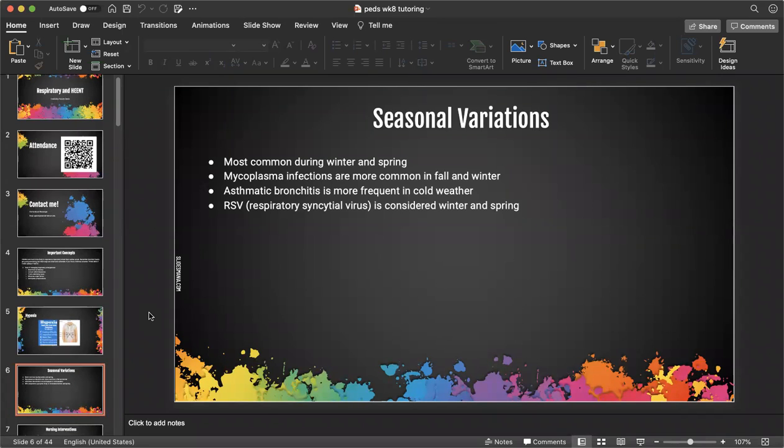So seasonal variations. Some things are more common during winter and spring. Mycoplasma infections are more common in fall and winter. Asthmatic bronchitis is more frequent in cold weather, and then RSV, or respiratory syncytial virus. I'm pretty sure I butchered that, but RSV is considered a winter and spring type of disease.